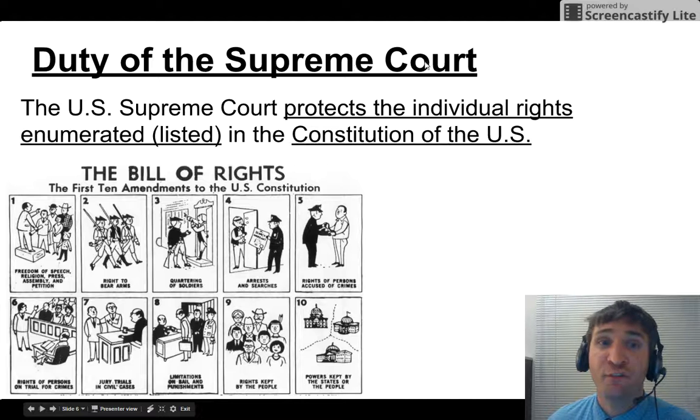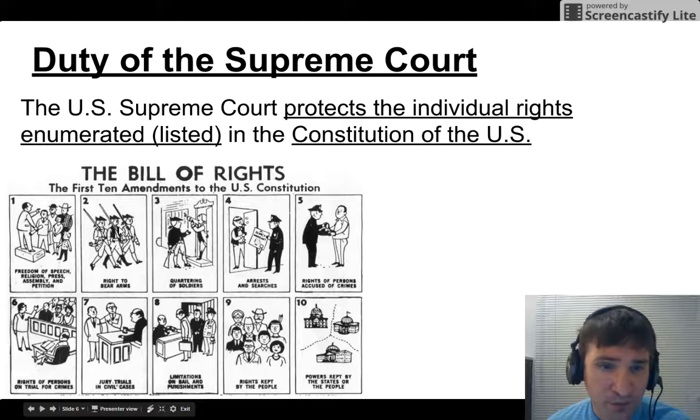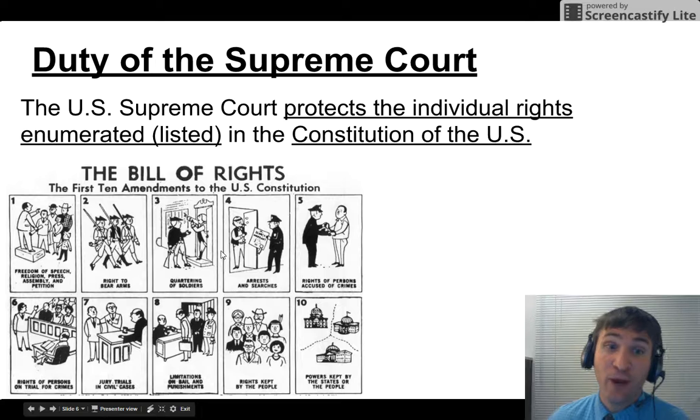The duties of the Supreme Court. What's their job? The U.S. Supreme Court protects the individual rights enumerated, meaning listed, in the Constitution of the U.S. And the Bill of Rights are those first 10 amendments to the Constitution, and they include the right of freedom of speech and peaceful assembly, the right to bear arms, the right to arrests and searches, make sure there's a search warrant the police has before they're allowed to search your things, your house. So the Supreme Court, their job is to make sure people get their rights. That is explained in the Bill of Rights.